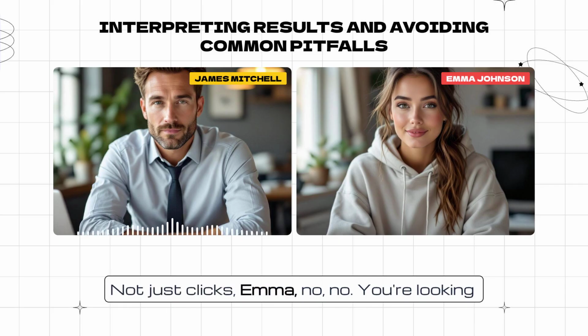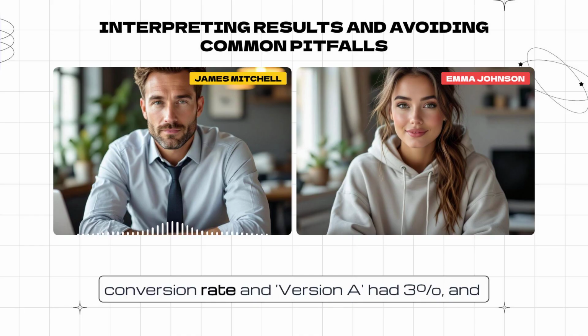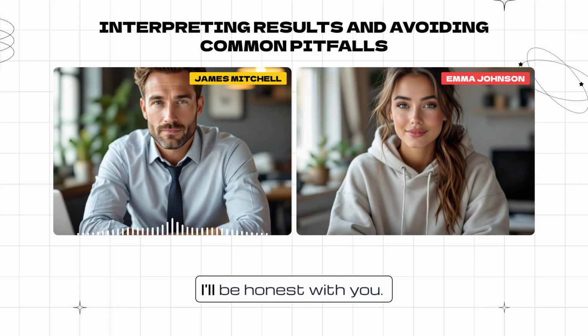Not just clicks, Emma, no. You're looking at your primary conversion metric. For affiliates, that's usually sales or leads. So if version B had a 5% conversion rate and version A had 3%, and those results are statistically significant, then version B is your winner. You'd then implement version B permanently.